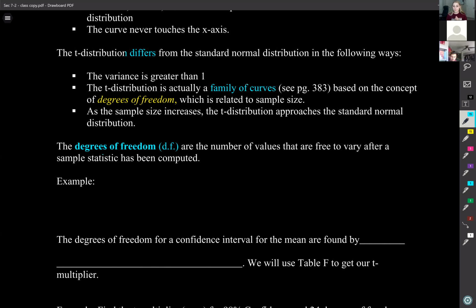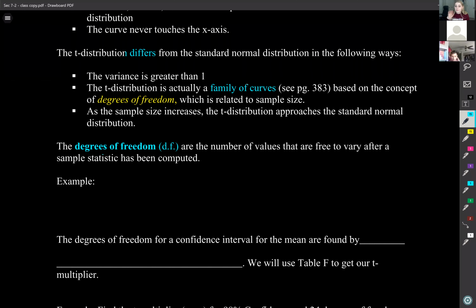So it's the number of values that are free to vary after a sample statistic has been computed. So I'm going to talk about an example. I think it would make more sense for me to verbally explain it. Let's say we have 5 values, and we know that the mean of them is 10. If you think back to the first exam, I gave you an example where I said, give me 5 or 6 data values that satisfy the mean being this, the mode being this, and the median being this.